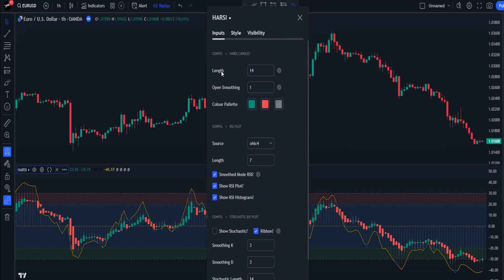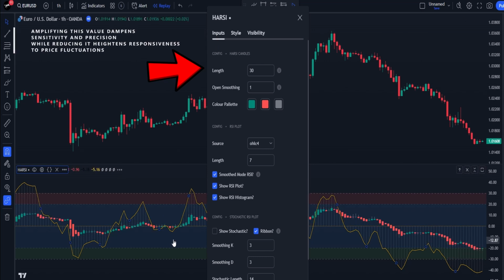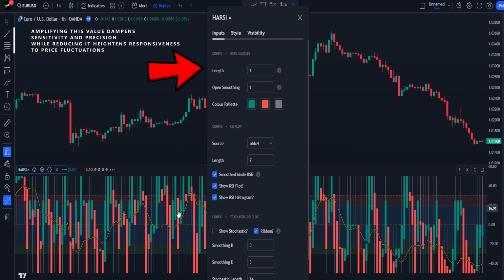Initially, consider the indicator's length, adjustable based on the desired RSI indicator span. Amplifying this value dampens sensitivity and precision, while reducing it heightens responsiveness to price fluctuations. Given our intention to present the indicator on a lower time frame, let's set the value to 10.